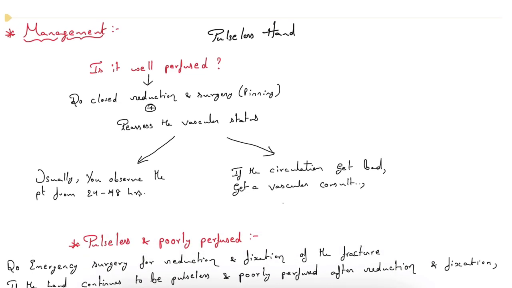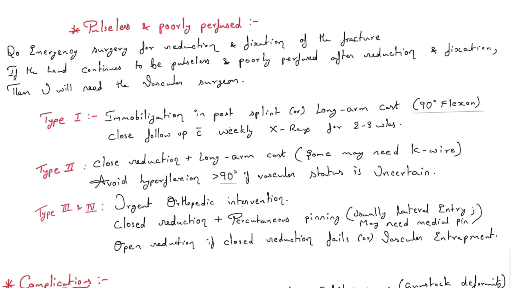If the patient's hand is pulseless, what do we have to do? If the hand is well perfused, then we have to do closed reduction and surgery. Here in closed reduction, we can use some pinning, and we have to reassess the vascular status. Usually we observe the patient for 24 to 48 hours. If after that the circulation is bad, then we have to take a consult from vascular. Okay, vascular consult we have to take.